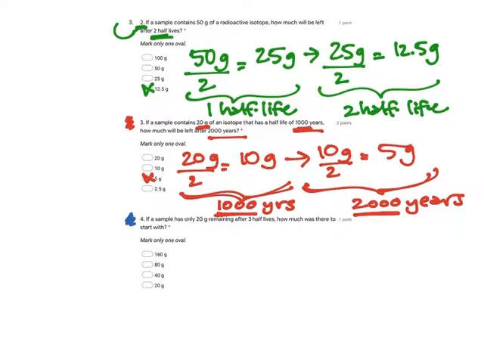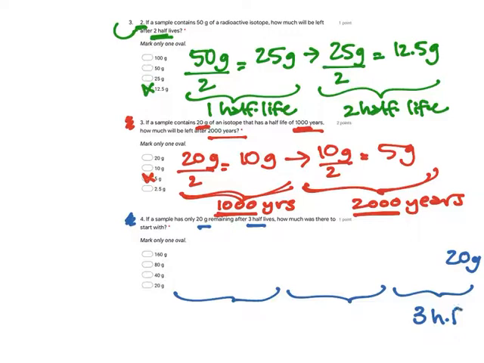If a sample has only 20 grams remaining after 3 half-lives, how much was there to start with? So we could set up this problem and work backwards. We know that 3 half-lives have occurred, and we end up with 20 grams after these 3 half-lives. Third half-life. Let's write that differently.